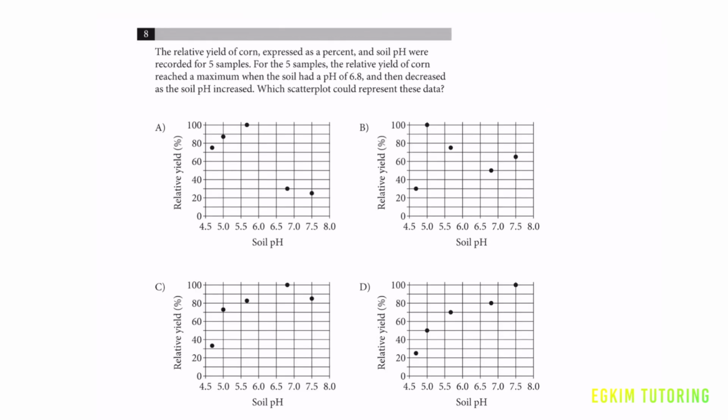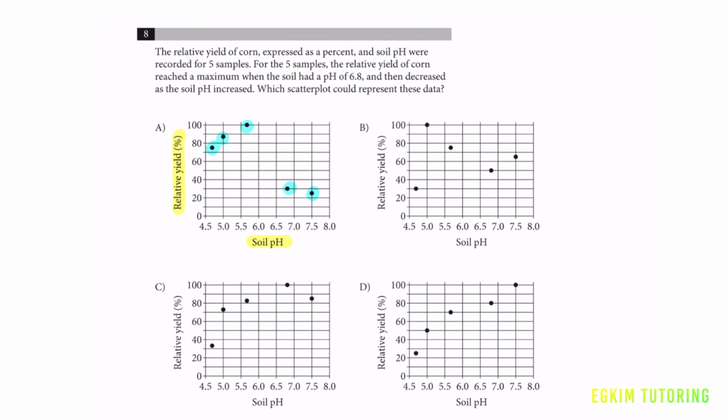Question 8. Question 8 looks like a lot, but it's not that bad. One thing that's helpful, again, is to look at the axes and read the labels. So for example, the y-axis says relative yield in percent, and the x-axis says soil pH, and then you have a bunch of data points because this is a scatter plot. Let's go ahead and actually read the problem. It says the relative yields of corn expressed as a percent, which was the y-axis right here, and soil pH, which was the x-axis, were recorded for 5 samples.